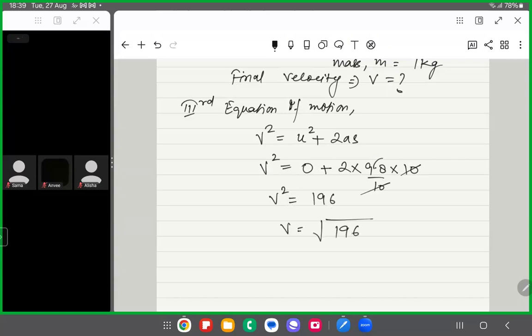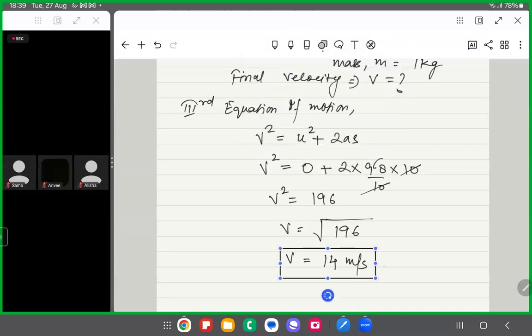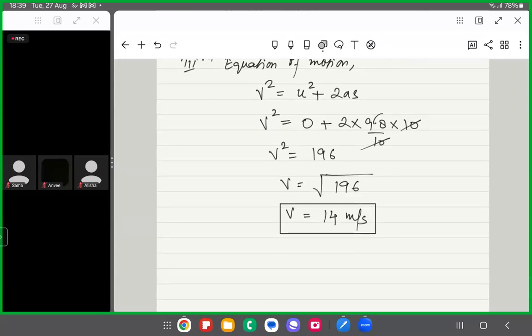So 196 is the square of which number? Can you tell me? 196 is the square of 14, right? So what is the final velocity? When it hits the ground, it is 14 meter per second. Now we have to find the momentum of the sphere just before it touches the ground. That will be transferred to the ground, yes or no?